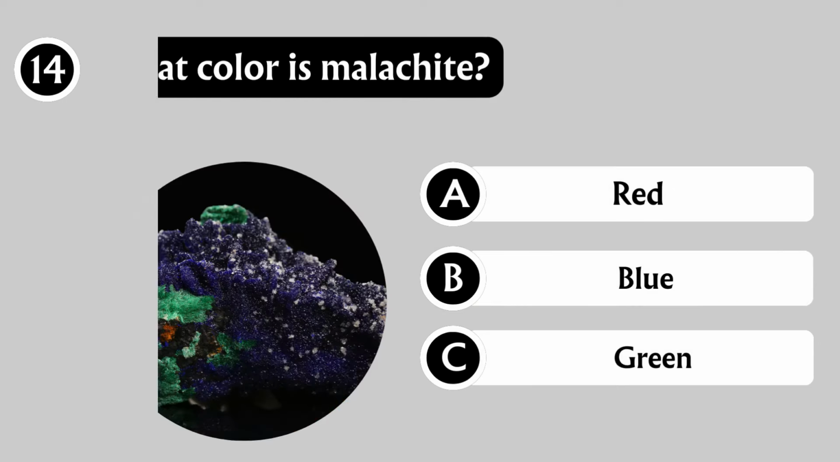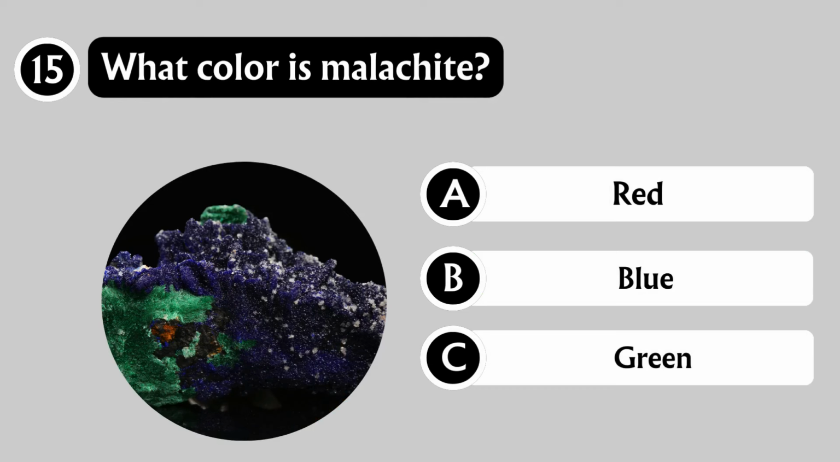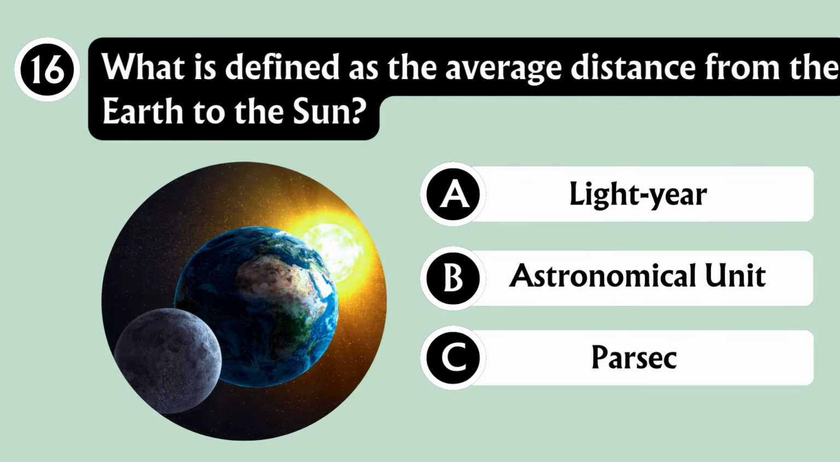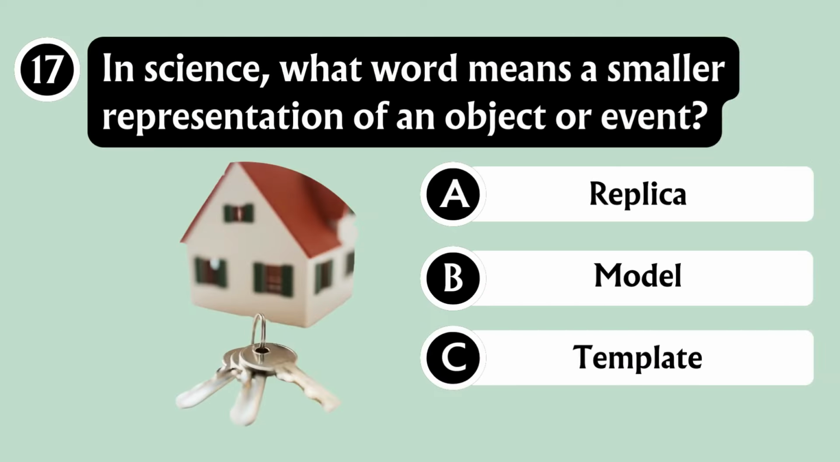Louis Pasteur. What color is malachite? Red, blue, green. Green. What is defined as the average distance from the Earth to the Sun? Light year, astronomical unit, parsec. Astronomical unit. In science, what word means a smaller representation of an object or event?